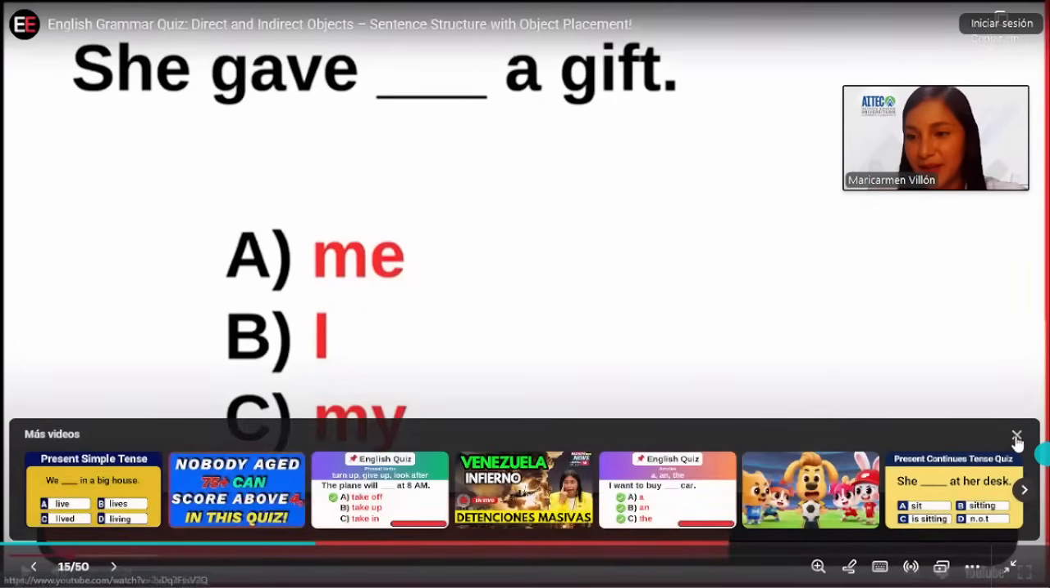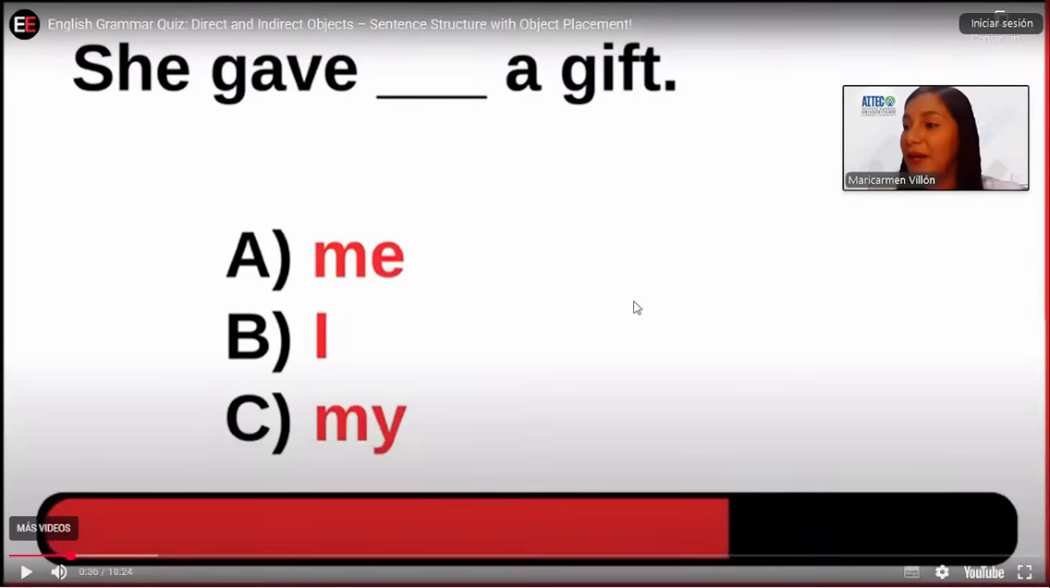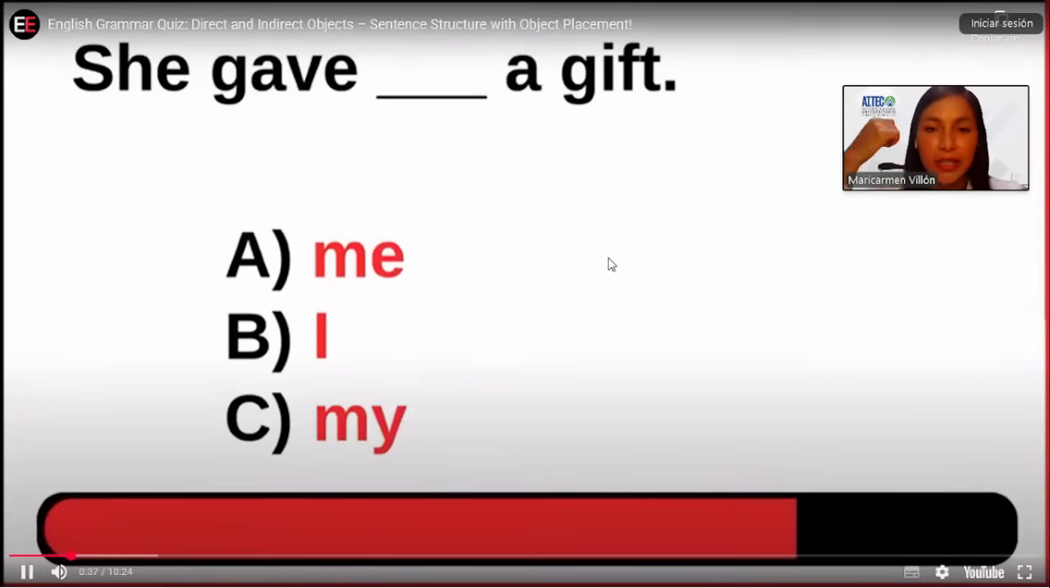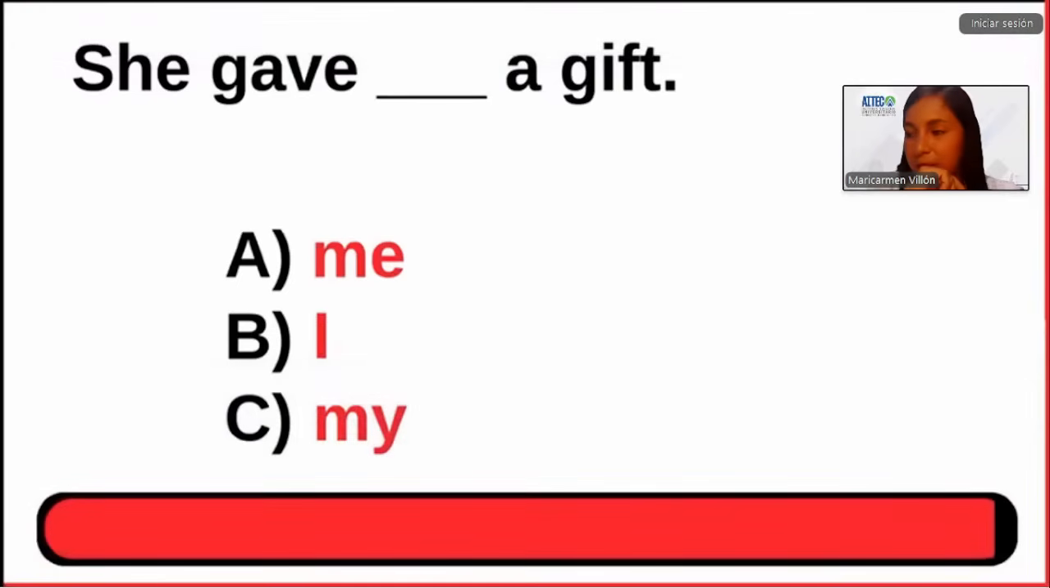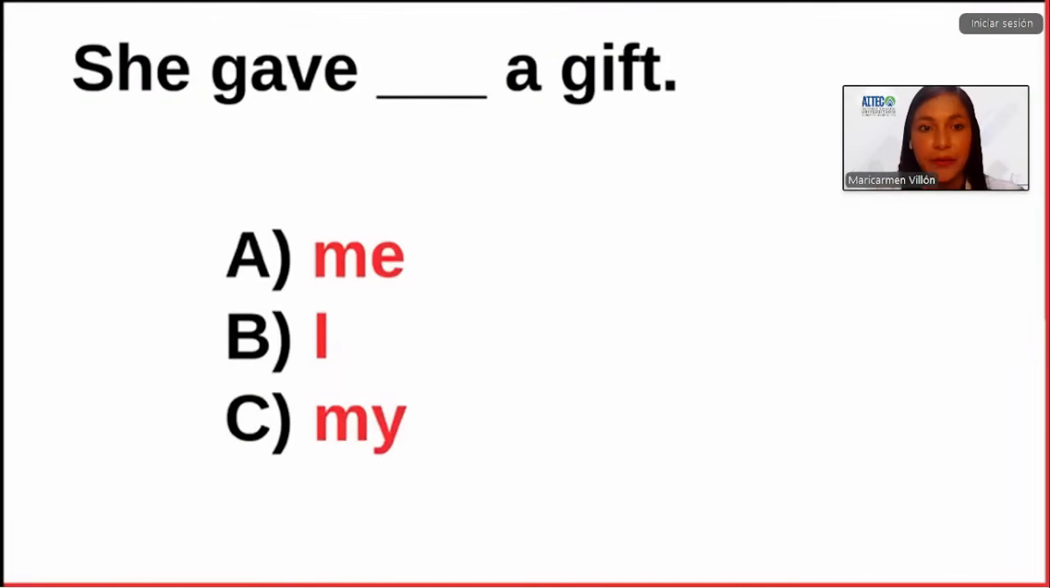Ok. Déjenme sacar esto por acá. Vean la oración. She gave a gift. She, subject, gave, verb, a gift, a direct object. What do you think? Yes. Thank you. Excellent. Thank you, Ingrid, Yvonne, Jocelyn, Melissa. Excellent, Diego. Thank you, Luis. Let's continue. Avancemos. She gave me a gift. Correct.